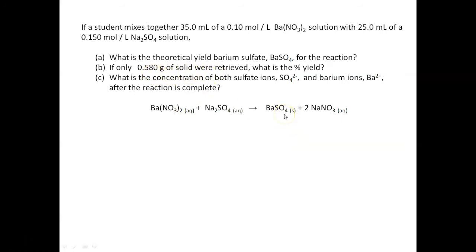Both of those are questions you should be able to do already. But then the added question is, what is the concentration of each of the ions that make up my insoluble salt after the reaction is done? So we'll talk about how we can determine that as well.